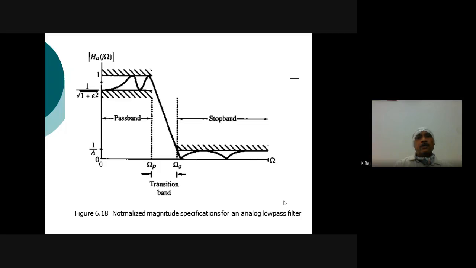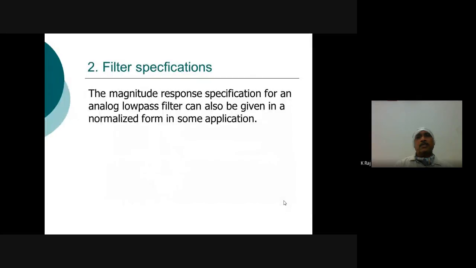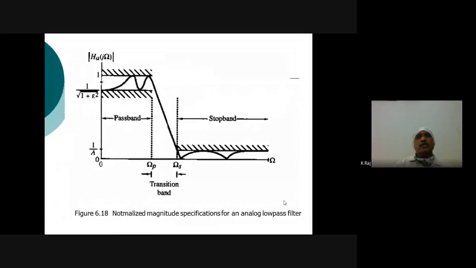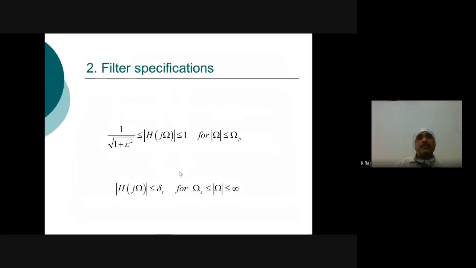Now, if we are interested in describing the normalized response, then the normalized response in the analog filter exists between 1 upon square root of 1 plus epsilon square, and 1 here. And the minimum value in the case of the stop band is 1 by A. That is, it starts from 1 by A here. And the passband frequency is defined by omega p. Stop band frequency is defined by omega s. And it has also been described in the previous section here.